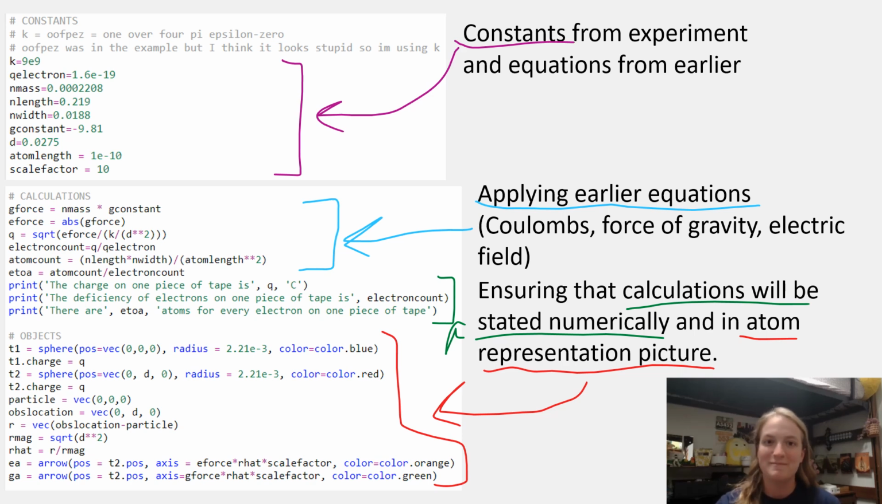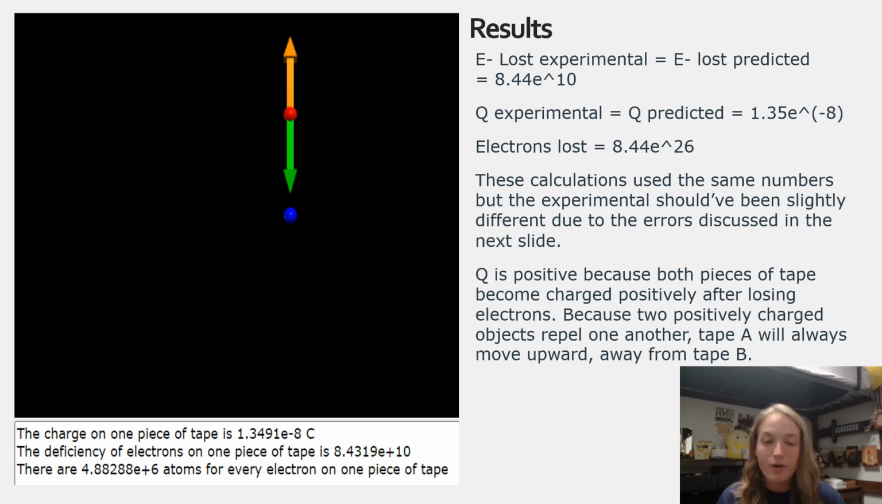magnitudes of force. Like I just said with the code, the orange is going to be the electric force and the green is going to be the gravitational force, which had the exact same magnitude, so they directly oppose each other. And in the bottom left, we have the charge of the piece of tape and also how many electrons are lost from each piece of tape. So the electrons lost experimental and also lost predicted are the exact same at 8.44 times 10 to the 10th. And then the charge experimental and predicted is also the same at 1.35 times 10 to the negative 8. And there are 8.44 times 10 to the 26 electrons lost.